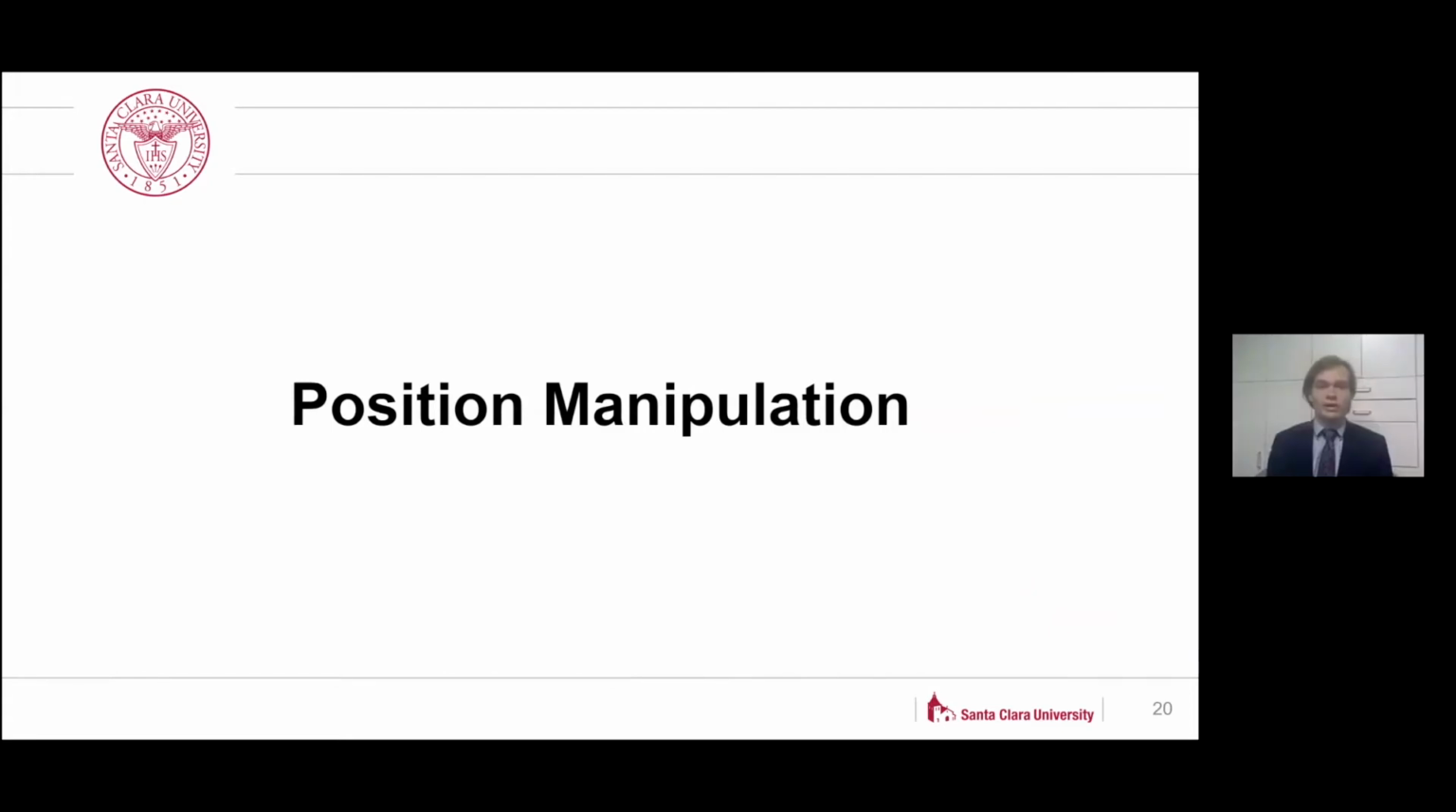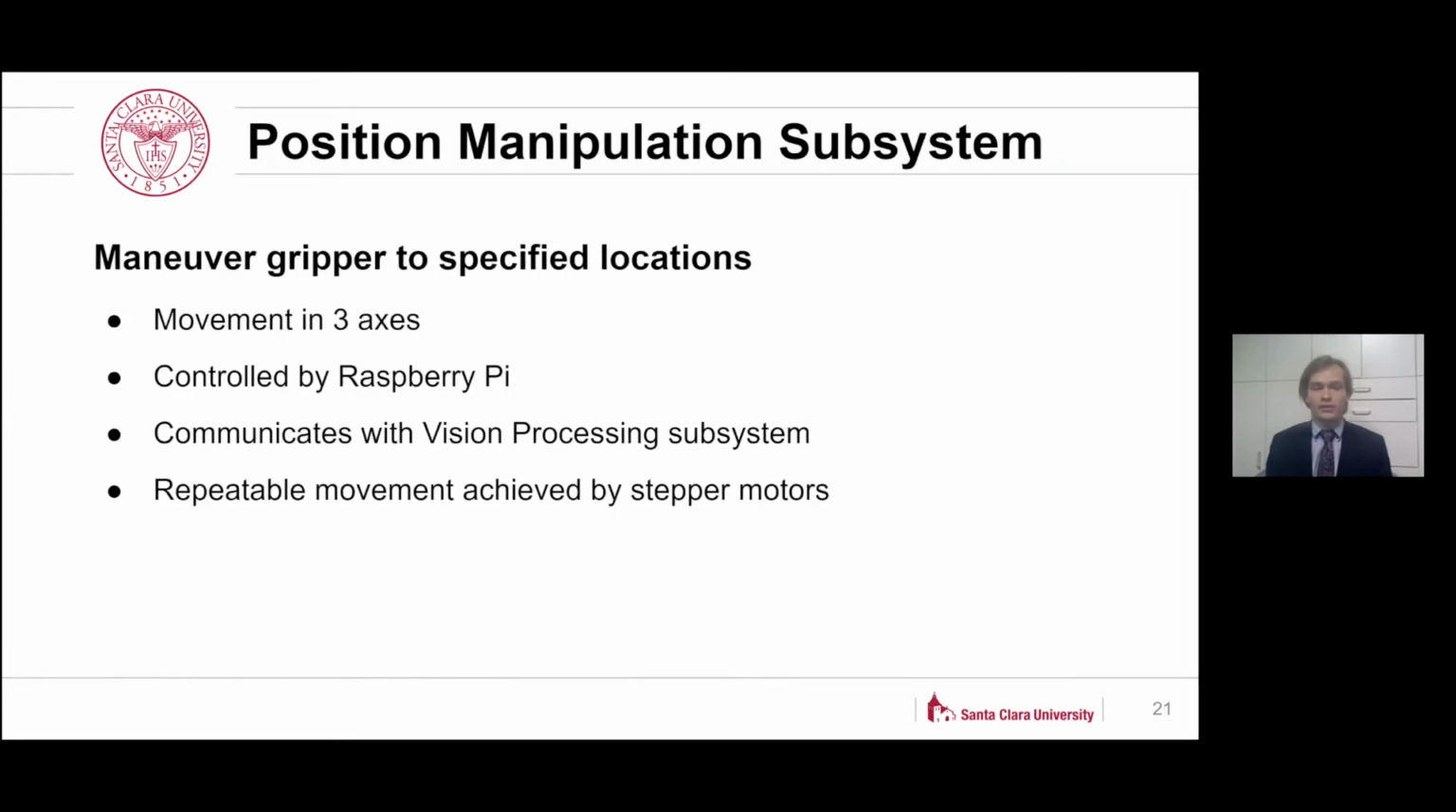Thank you, Andrew. And the next subsystem, the second subsystem to discuss, would be the position manipulator. So this system allows us to get from point A to point B. And it does that by giving us 3-dimensional navigation. There's about 2 by 2 feet of area of navigational space in the X and Y directions, and about 2 inches in the Z direction.